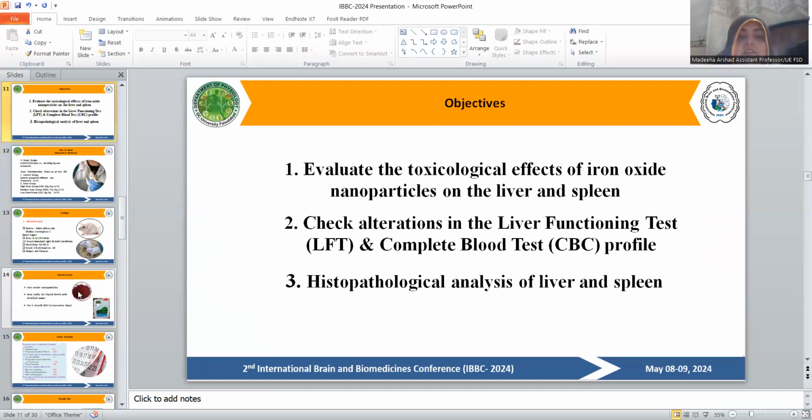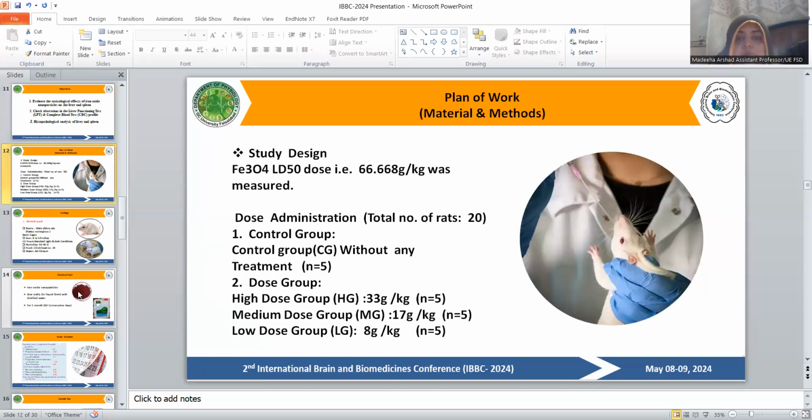The objective of this study was to evaluate the toxicological effects of iron oxide nanoparticles on the liver and spleen, and also to check the alterations in the liver function test and complete blood profile. Histopathological analysis of the liver and spleen was also taken into account.